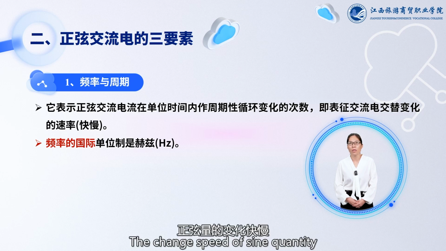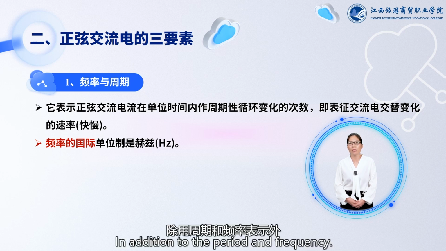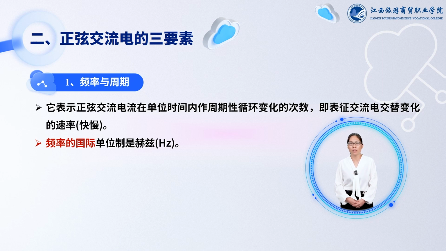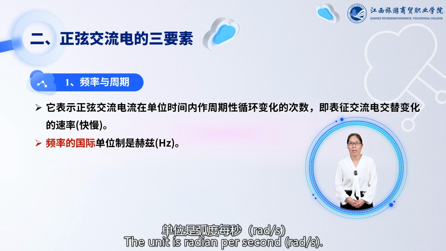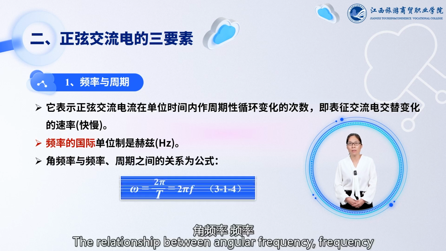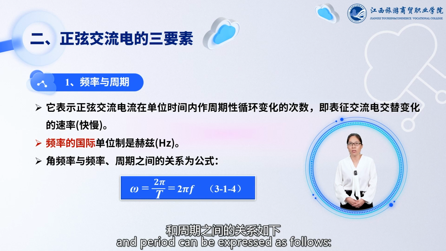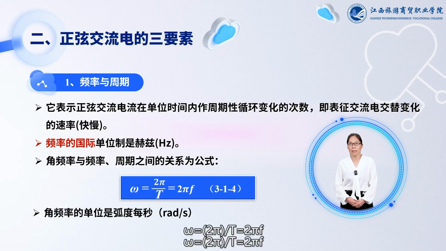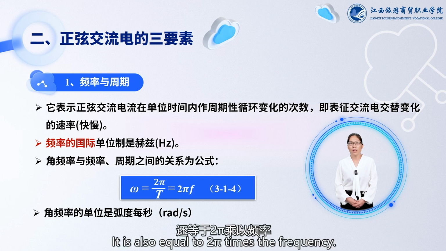The change speed of sine quantity, in addition to the period and frequency, is also expressed by angular frequency. The unit is radian per second. The relationship between angular frequency and period can be expressed as follows. The angular frequency is equal to 2 pi divided by the period. It is also equal to 2 pi times the frequency.